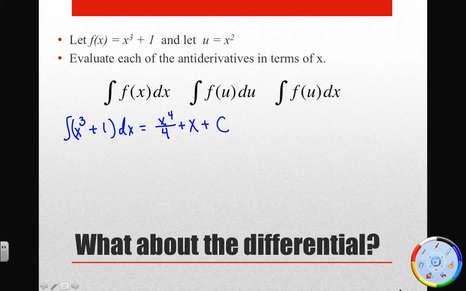Let's do the same thing for the next one, the integral of f of u du. So f of u is just going to be u cubed plus 1.